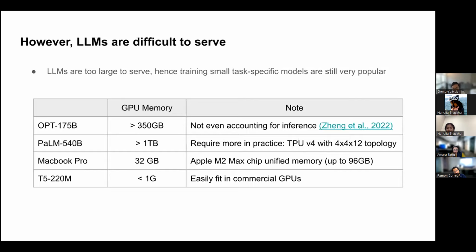on commercial and personal devices. But on the other hand, if we consider smaller language models like a T5 model, it's a 220 million parameter model that requires less than 1 GB of GPU memory, which can easily fit into all of these commercial GPUs. So because of the size of these models, training small task-specific models like the T5 model is still a very popular approach.